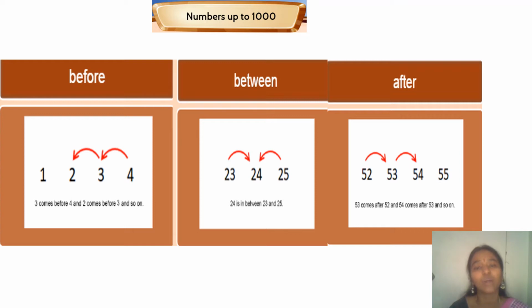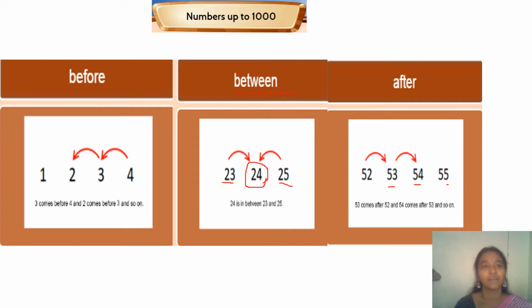Okay, and what is between? Between is what comes in between the two numbers. See, 23 is there and 25 is there. In between what will come? You have to count the numbers normally from 23 and backwards from 25. Okay, and after is very simple. You have to write the number after the given number. After 52 what will come? 53. After 53, 54. After 54, 55, like that.